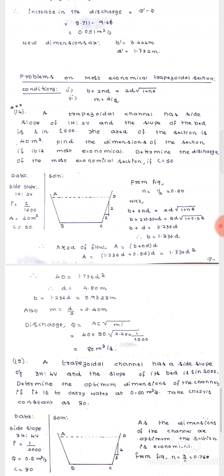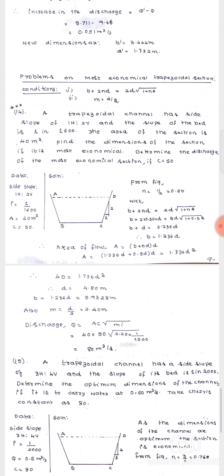So here the first one: a trapezoidal channel has a side slope of 1 horizontal to 2 vertical, and the slope of the bed as 1 in 1500. The area of the section is 40 meter square. Find the dimensions of the section if it is most economical. Determine the discharge for the most economical section if c is equal to 50.